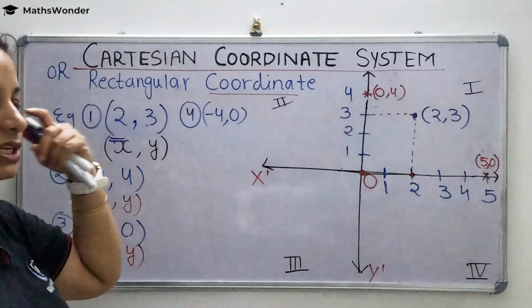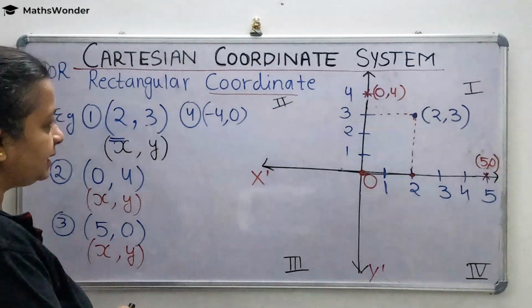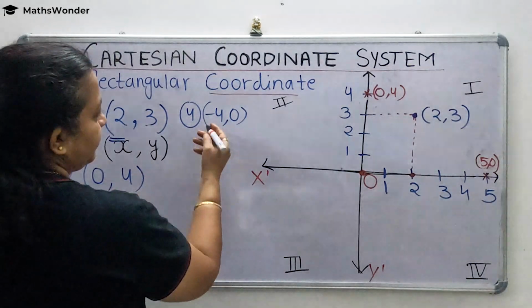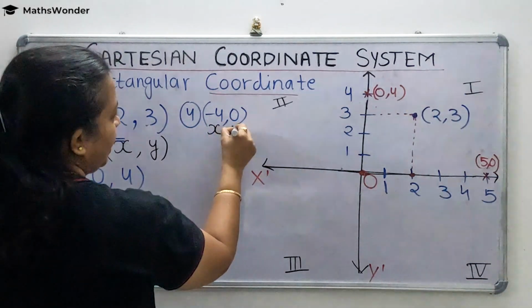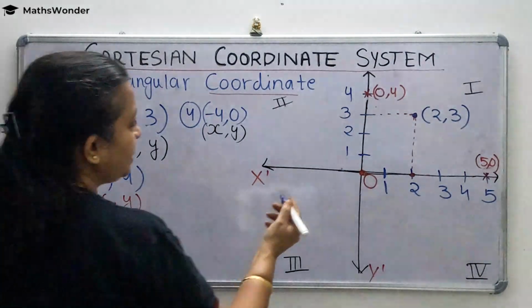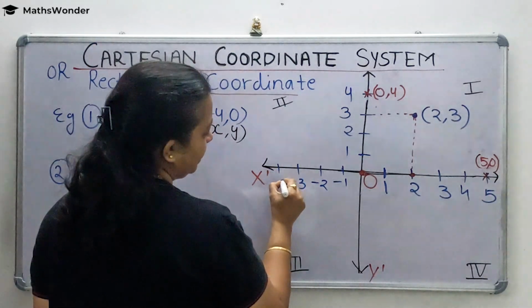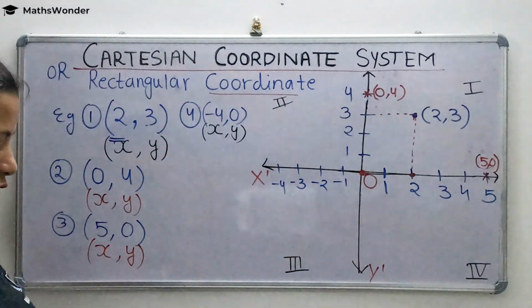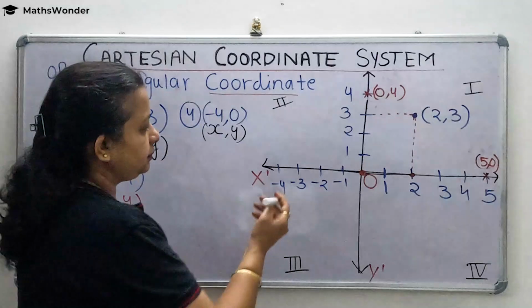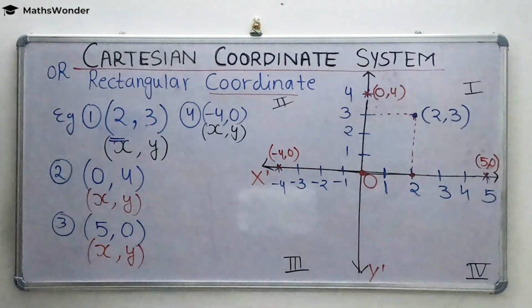Now -4 and 0. Where is the -4? Because -4 is at x, right? This is x and this is y. So where is the -x? -x is then the left hand side. So this is -1, -2, -3 and -4. So -4, comma 0 means this is your ordered pair. This is your coordinate.